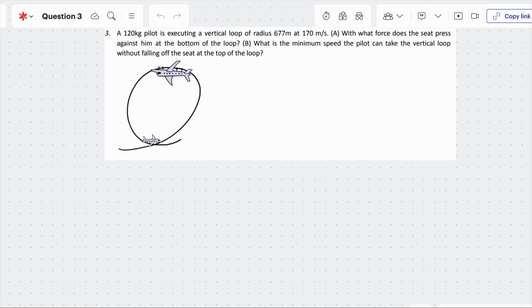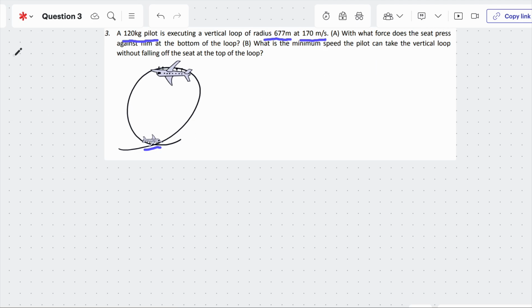So on to question 3. Now we got to do number crunching. Okay, so a 120 kilogram pilot, that's important. Whenever it gives us numbers in problems like these, we should pay attention to them, is doing a vertical loop with a radius of 677 meters at 170 meters per second. Okay, that's given values. Let's start with part A. With what force does the seat press against him at the bottom of the loop? So down here, we're looking for basically the normal force.